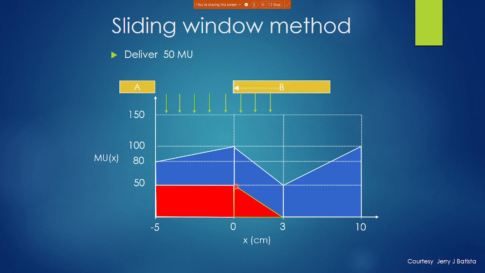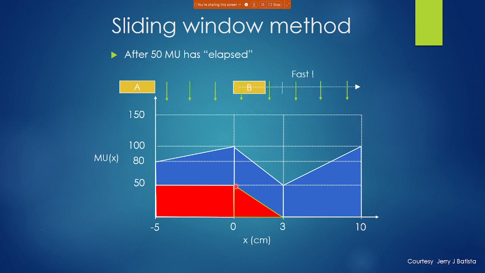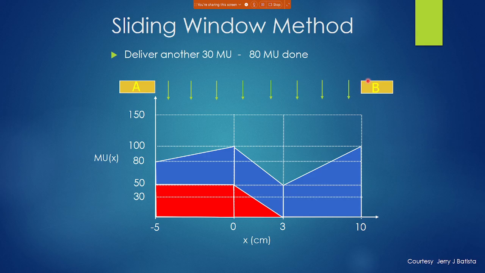So the next thing what I do is move the B fast to here, right? I have already delivered 50 MU and then deliver another 20 MU to get this up to, sorry, moved it to here. Now you have to do 80 MU. Okay, now I deliver it and I got 80 MU here and added this 30 MU here and I got the 30 MU here, right?